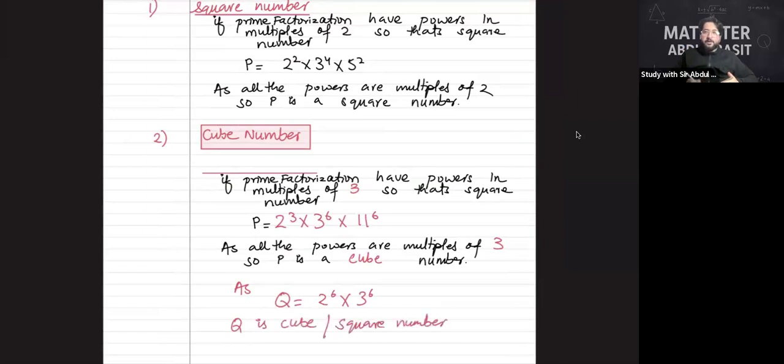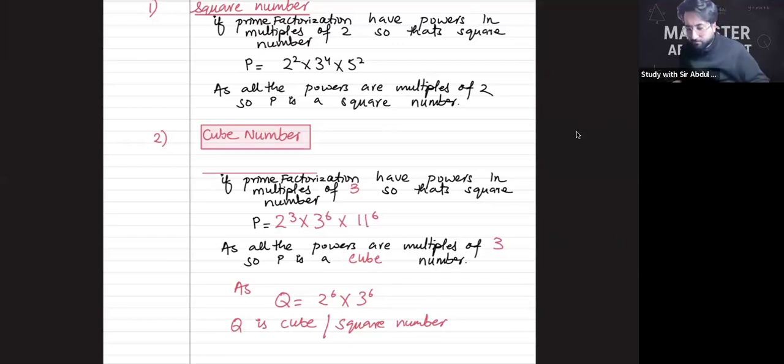We are familiar with 64 because we know that 64 is 8 squared, but at the same time 64 is technically 4 cubed as well. So if q is a cube number and a square number at the same time, it is because the powers in the prime factorization are multiples of 2 and multiples of 3 at the same time. I hope the concept of this question is clear to all of you.